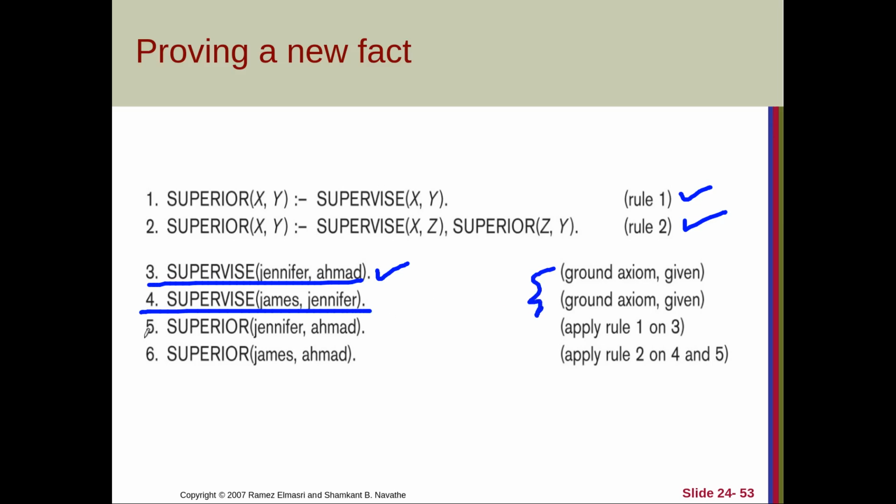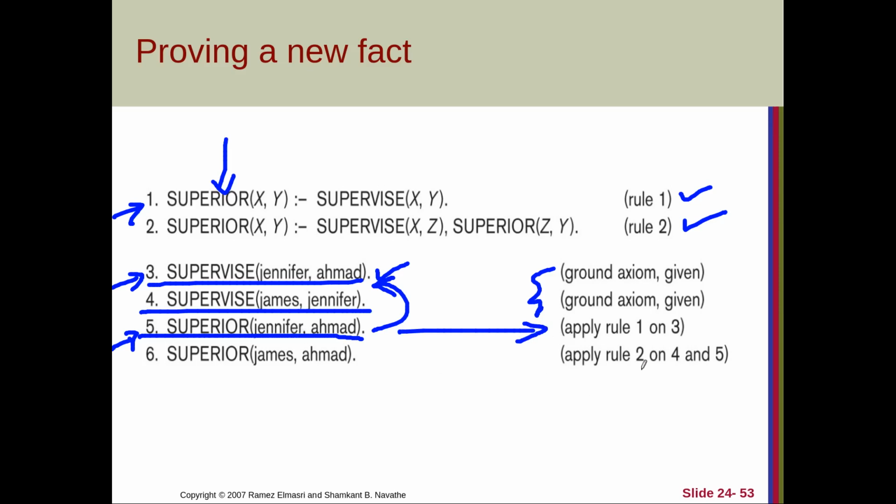Then, after applying rule number 1 on 3, I am getting a new rule: Jennifer is superior of Ahmad. It is very clear. If X supervises Y, automatically this will happen. So if Jennifer supervises Ahmad, Jennifer is superior of Ahmad. The same thing. So we are forming a new rule.